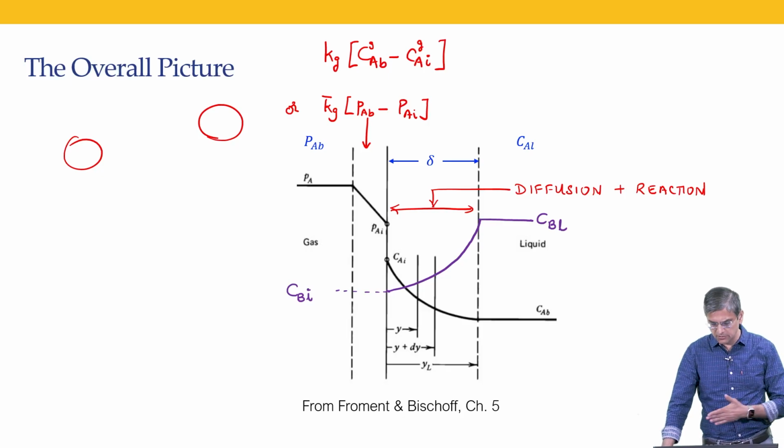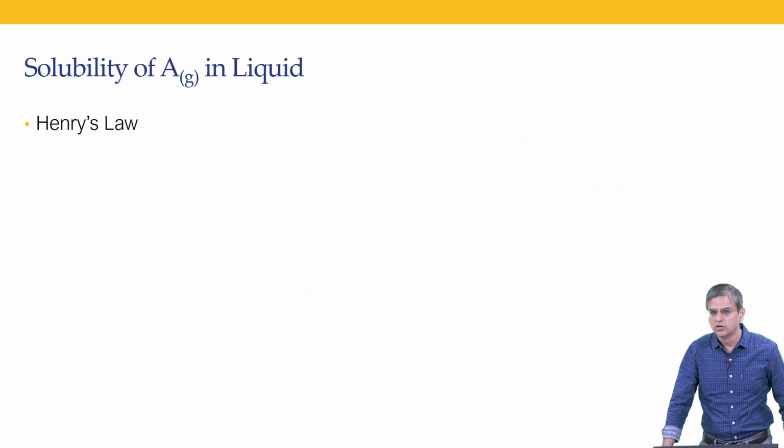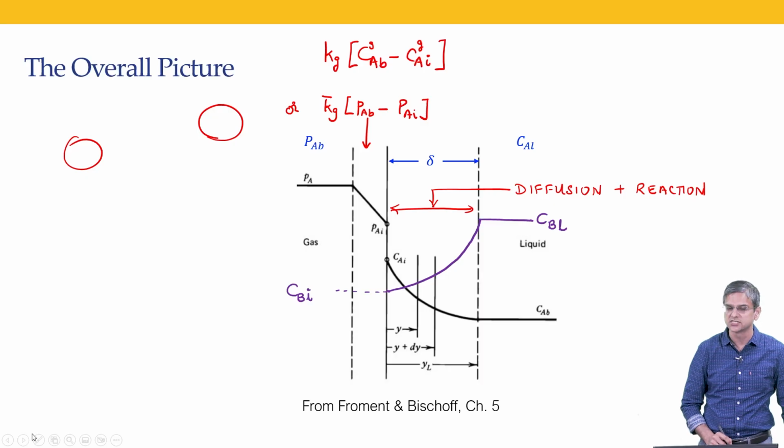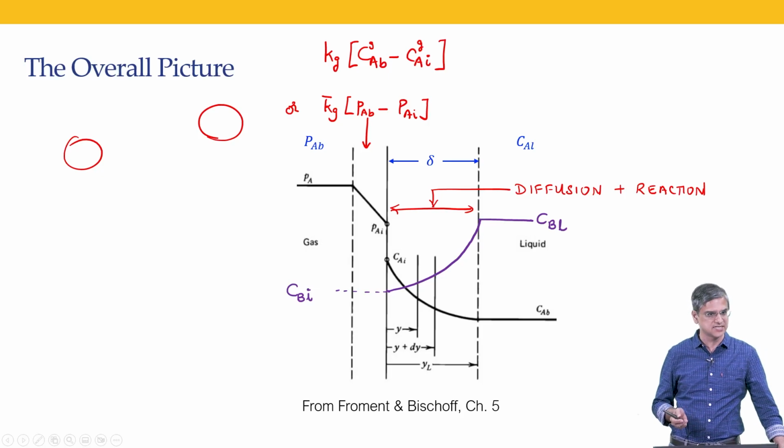Okay, again, for the most part, we will talk about A, but the same thing we can talk about B as well. So let's now talk about A. The reason we talk about A is because the picture of A is a little bit more complex, because there is diffusion happening in the gas film, then there is dissolution happening, and then there is diffusion plus reaction happening in the liquid film. On the other hand, for B, only diffusion plus reaction is happening in the liquid film, there is nothing happening in the gas film. That is the only reason.